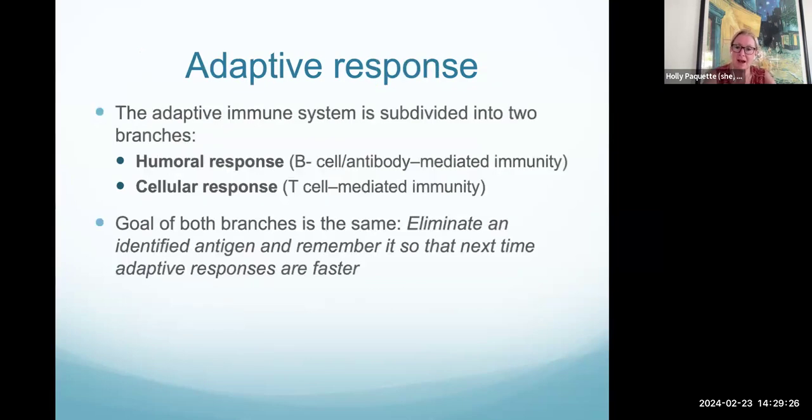So as I said, the adaptive response can be divided into two branches. I talked about the humoral response, which has those B cells and can make these antibodies to a particular antigen. And then we have the cellular response, which the T cells would play a role in. The key thing to think about is both of these would be going on at the same time, and they have the same goal. The goal is always to eliminate an antigen that has been identified and then remember it so that if you see it again, you can respond more quickly.